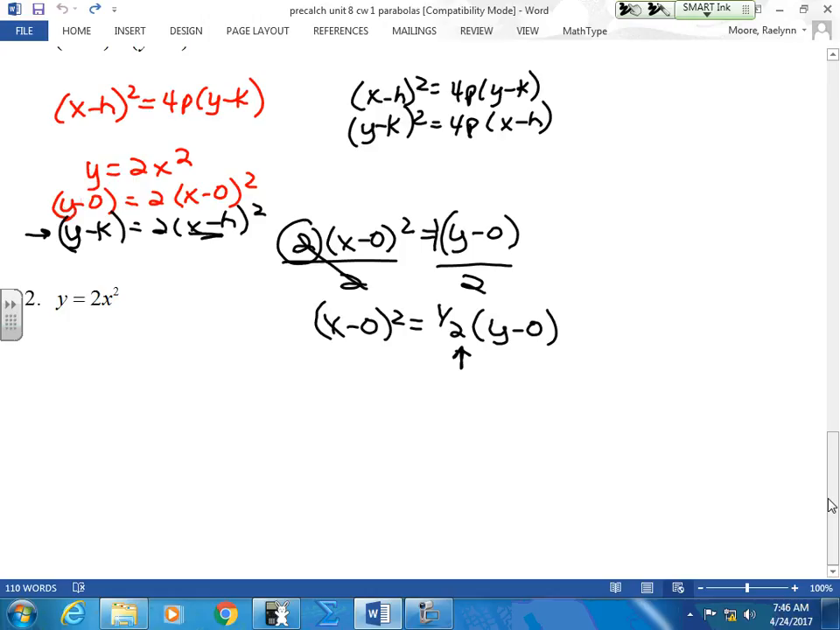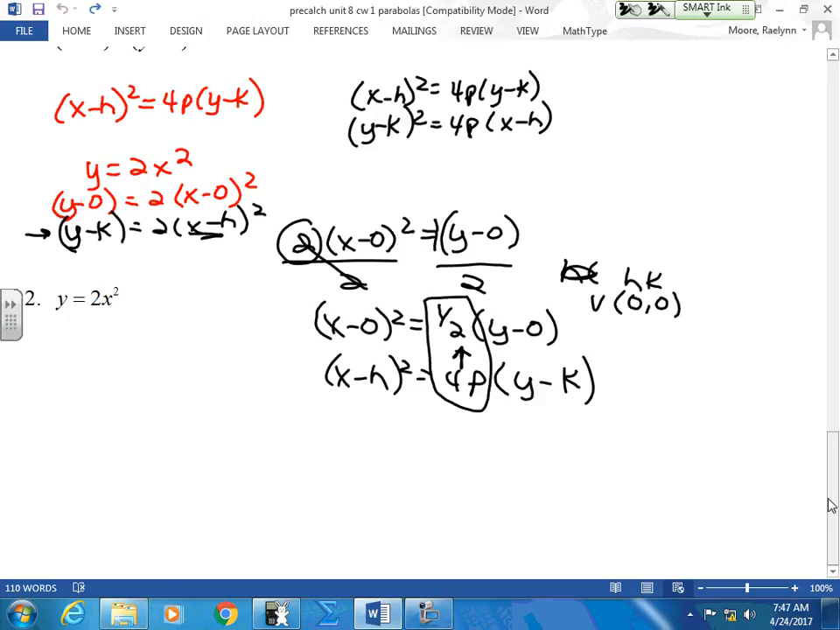I know what my vertex is. I need to find P. So let's set this equal to each other. What do I solve for P? Divide by 4, all right? Keep change, flip.